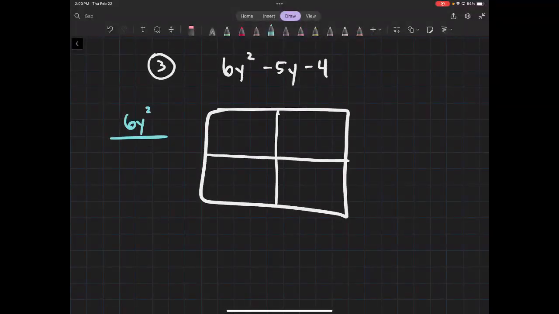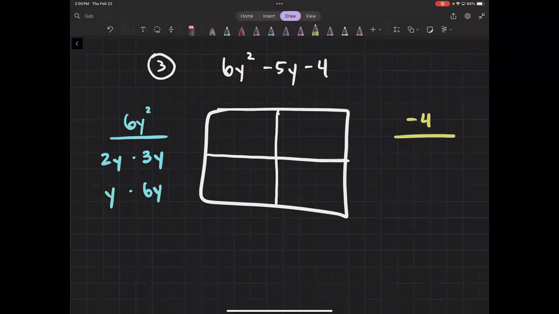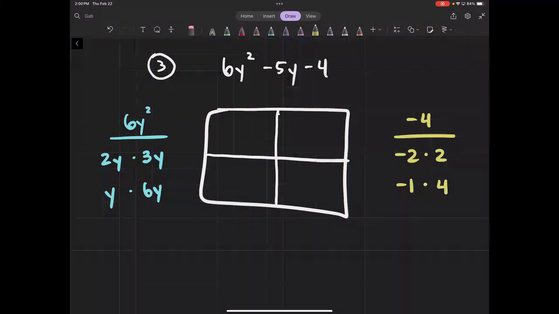I think it was Nolan or someone for 6y squared. 2y and 3y. Okay, what else? 1y, 6y. Okay. And if you really wanted to, you put the negatives, okay? I don't think we need that here. -4. -2. +2. -1. +4. +1. -4. Okay. Try it out.